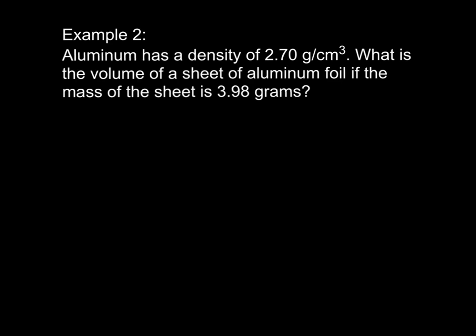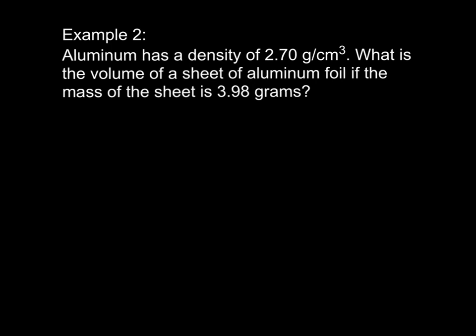This is our second and final example for density. Please pause the tape for a minute and copy down the example in your notes. Did you get it all copied? Good. Let's take a look at the problem. Aluminum has a density of 2.7 grams per centimeter cubed. What is the volume of a sheet of aluminum foil if the mass of the sheet is 3.98 grams? This problem is different than the first problem because in this problem we're given density and we're asked to find volume.